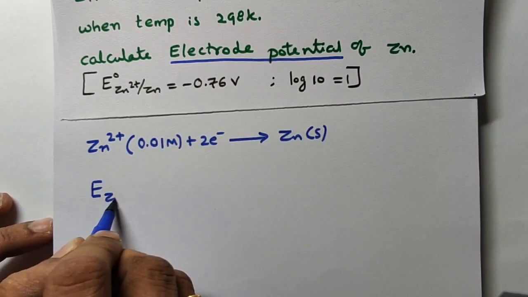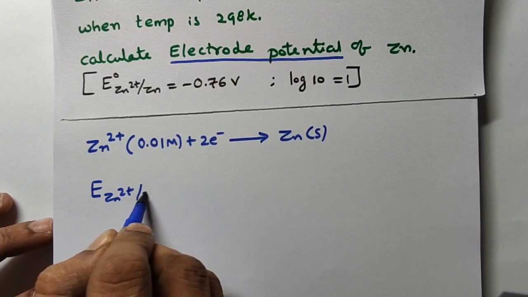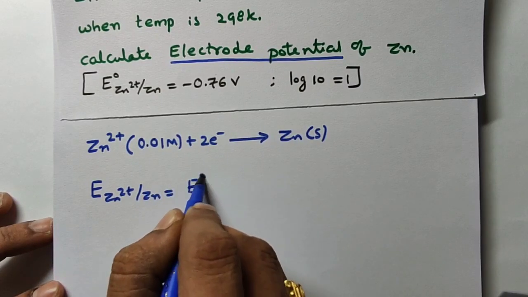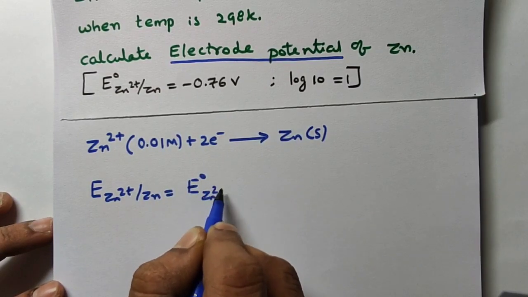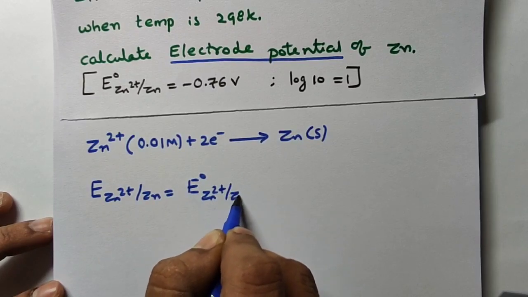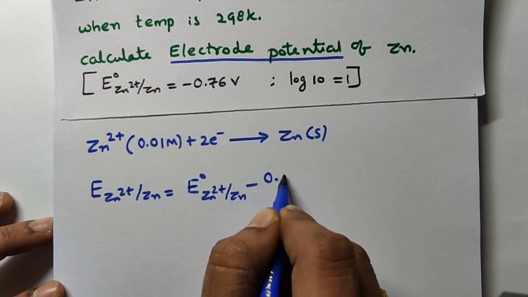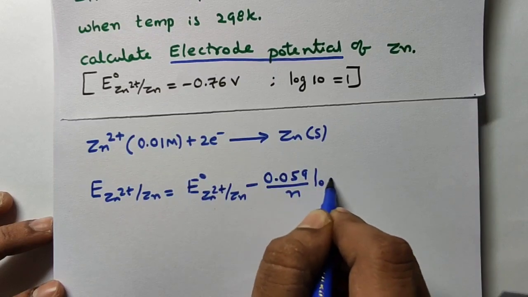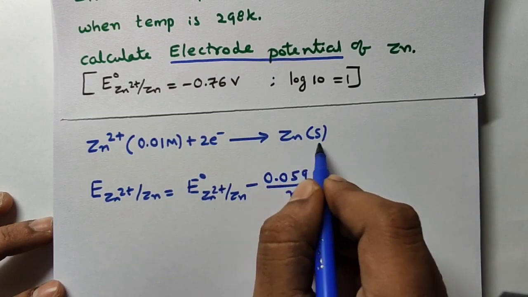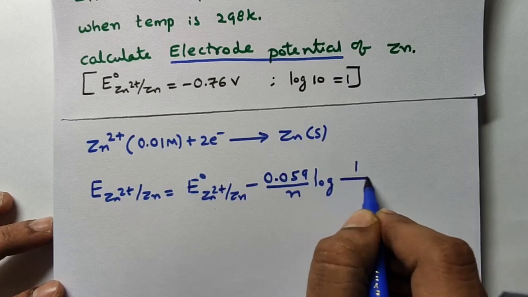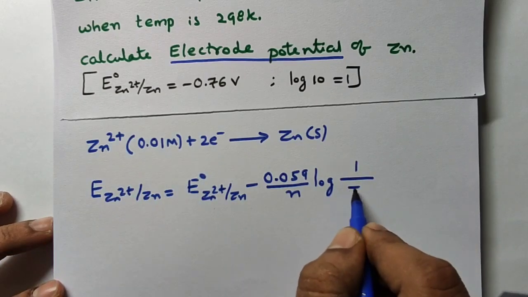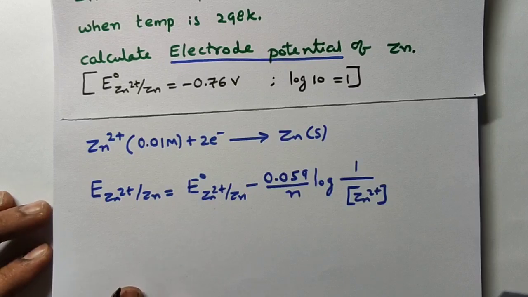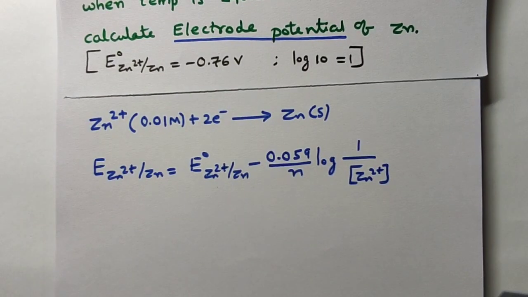Electrode potential of zinc, or reduction potential of zinc, is equal to E naught Zn2+/Zn minus 0.059 by n log, right? Here zinc is solid, so no need to write. So 1 divided by Zn2+ concentration. Pure solids we need not mention. Okay, now let us write the values here.